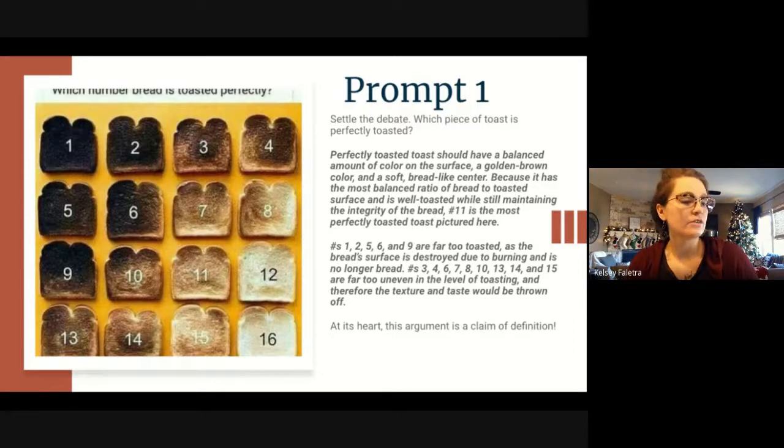And then I go in and I contest my potential opponents who maybe think that for whatever reason, for some god-awful reason, that number 1 is the best. I'm ready for that. I'm already going to refute you. I'm going to say numbers 1, 2, 5, 6, and 9 are way too toasted. The bread surface is destroyed due to burning, and it's no longer bread, right? And if you think that the middle of the road ones, like 3 and 4 and 6, 7, 8, 10, 13, 14, and 15, are right, you're wrong, because they're too uneven and splotchy in their coloring. So they obviously were not evenly toasted. So therefore, they don't fit the criteria of perfectly toasted, right?